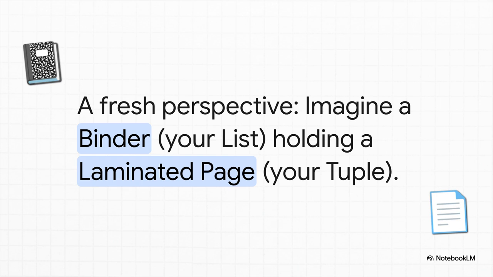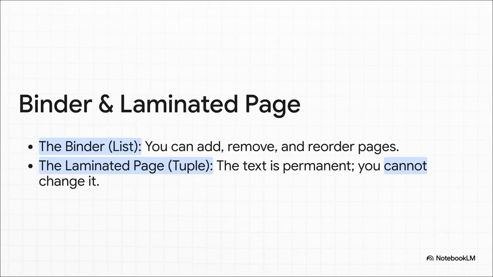Okay, here's another way to think about it that might be even more intuitive for some of you. Imagine a 3-ring binder, and it's holding a laminated page. Your list is the binder itself. You can open those rings anytime to add new pages, take pages out, or just shuffle them around. The binder is totally mutable. But one of those pages inside is laminated, and that's our tuple. The text on that page is permanent. You can't just take an eraser to it or write over it. But could you open the rings and swap that entire laminated page out for a new one? Of course you can. You're changing the contents of the binder, not the permanent text on the page itself.